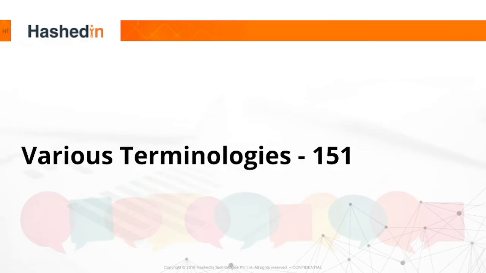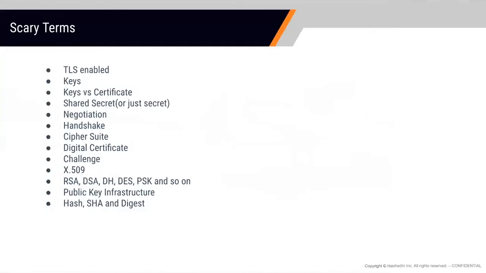Now we move on to the next level and talk about various terminologies, right? Often as soon as somebody asks what is the difference between digital certificate and digital signature, it seems very much the same. What is public key, private key? How is it stored? So we will talk about these scary terms. Typically, some people say, what is TLS enabled? What is the difference between key and certificate? Shared secret, negotiation. There are multiple terminologies which we'll try to ease through. So you should be comfortable after this session using these terminologies.